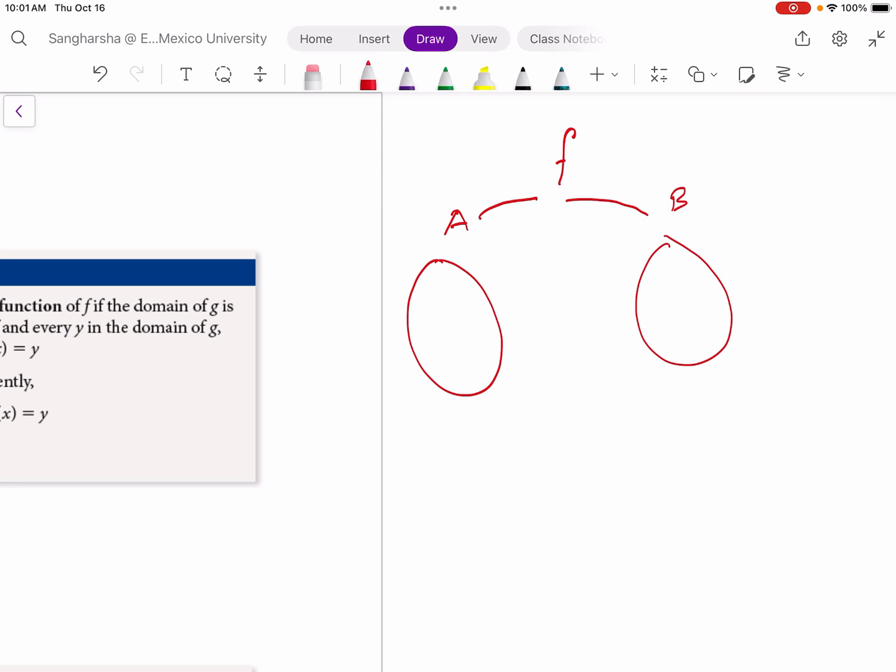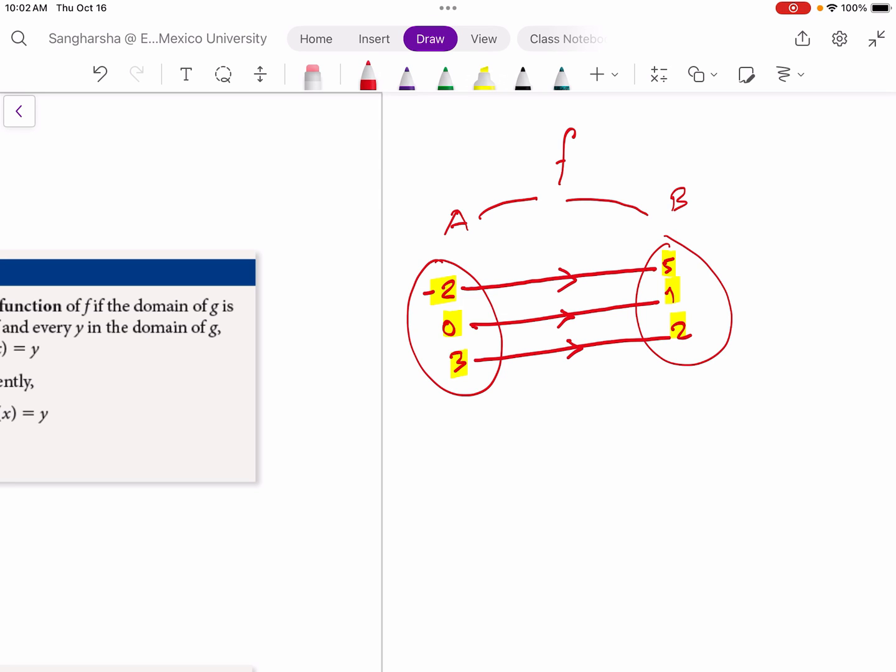Set A has elements like -2, 0, 3. Set B has elements like 5, 1, 2. So -2 corresponds with 5, 0 corresponds with 1, 3 corresponds with 2. Now this is a mapping diagram. This is how we use a mapping diagram to represent a function. Now this is a function, right? Because every element from the first set has exactly one element in the second set. So this is a function.